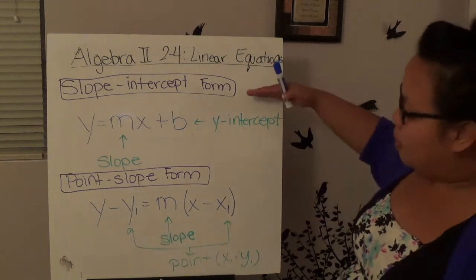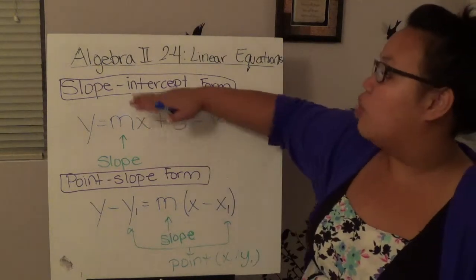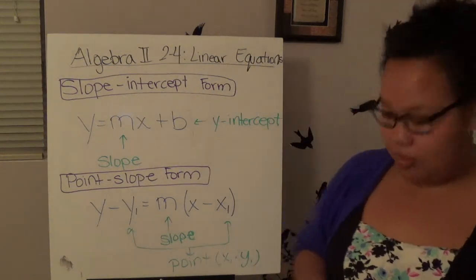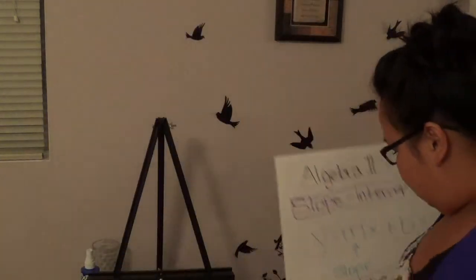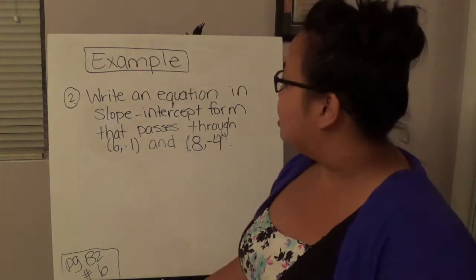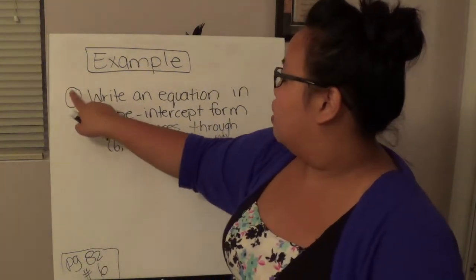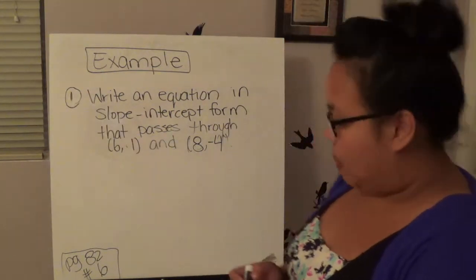So again, we have slope-intercept form and point-slope form. But for now, we're going to master slope-intercept form. We're going to do example number 1. I don't know why this has 2 on here. It's our only example, so I want you to make sure that you completely understand this.